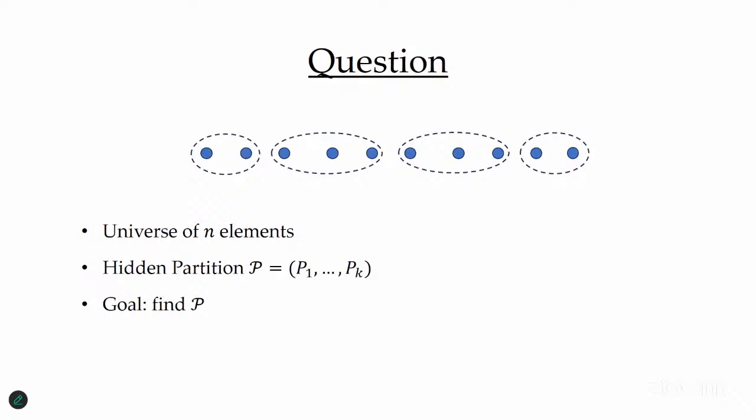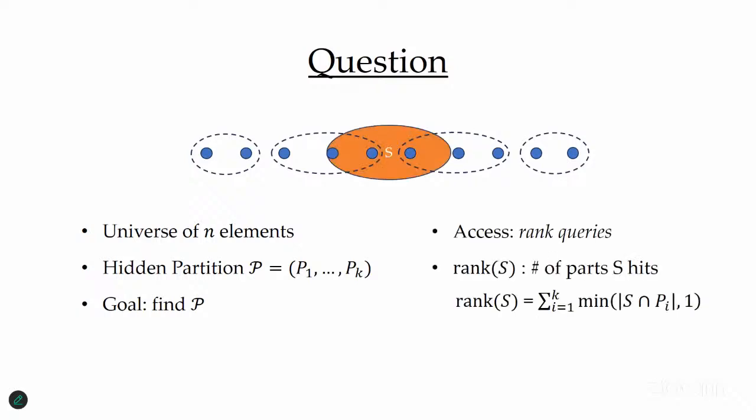Okay, that's the question. So what is the access you have? We have what are called rank queries. You can take any subset of this universe, and you get to know from this oracle how many different parts this subset hits. Mathematically, for each of the k parts, if there is some intersection you get 1, otherwise you get 0. So that's what the problem is. And the question is how many queries do you need to learn this partition? So that's the question. Good.